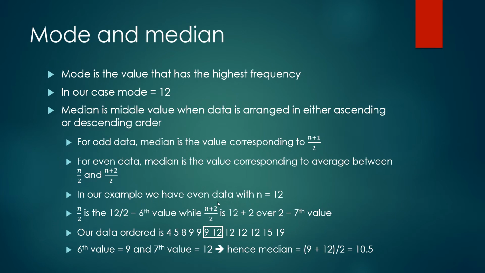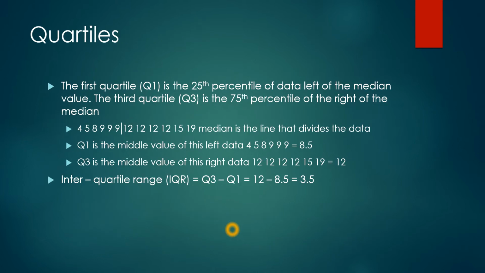The median we got to be 10.5, and it lies between 9 and 12. So whatever on the left, starting from this 9, is called the left of the median, and whatever on the right is called right of the median. So this is our data. We draw this bar or line.